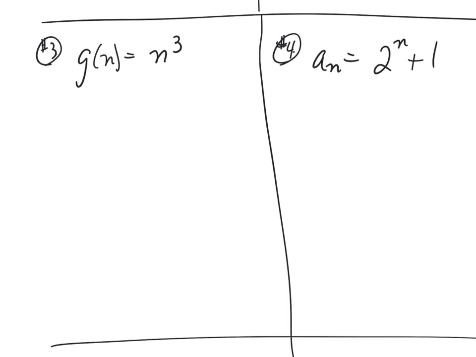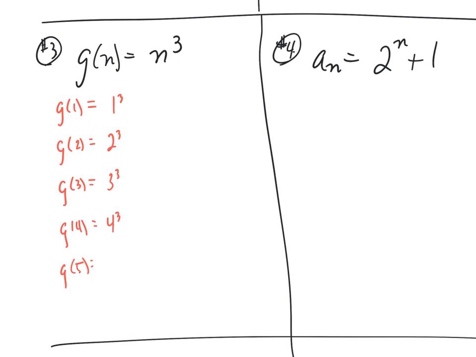A couple more, just changing up the types of sequences that it could possibly give you. This one's actually a titch easier. I just chose a different letter. Instead of f of n, I chose g of n. But again, asking you for the first 5 terms, you're just going to help me find g of 1, g of 2, g of 3, g of 4, and g of 5. Just replacing n with 1, 2, 3, 4, and 5. And then digging out your calculator or just doing these in your head. 1 to the third is 1, 2 to the third is 8, 3 to the third is 27, 4 to the third is 64, and 5 to the third is 125.